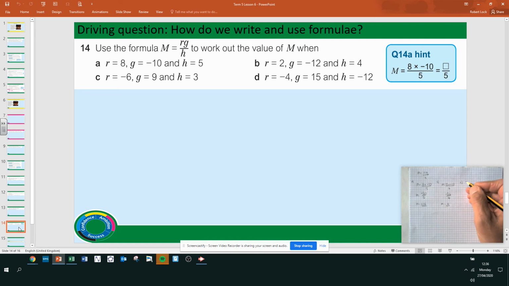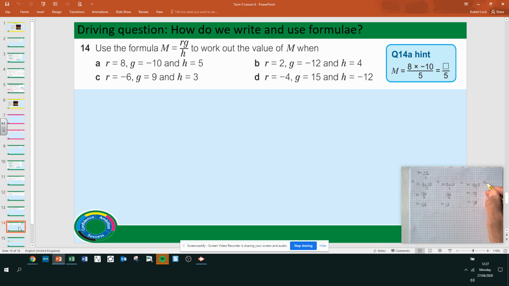C. M equals minus 6 times 9 over 3. 6 times 9 is 54, it's a minus, so M equals minus 54 divided by 3. Now 3 goes into 30 ten times, and 3 goes into 24 eight times. So 10 plus 8 makes 18. It's a minus, and so M equals minus 18.